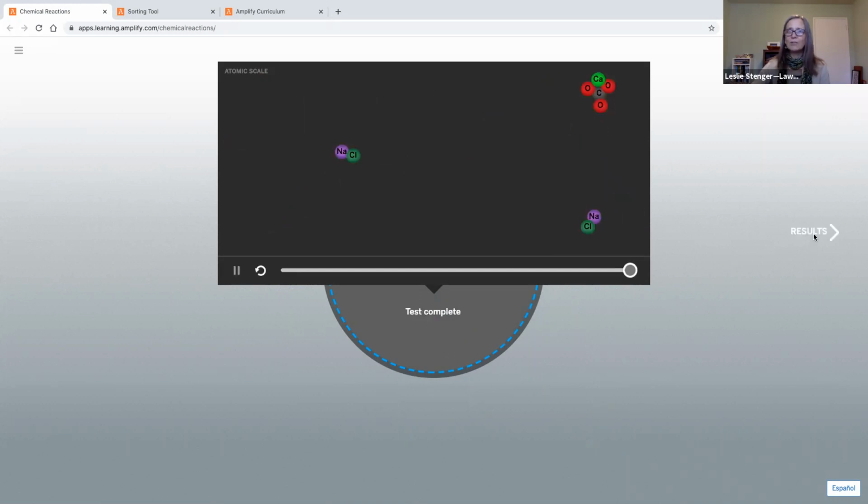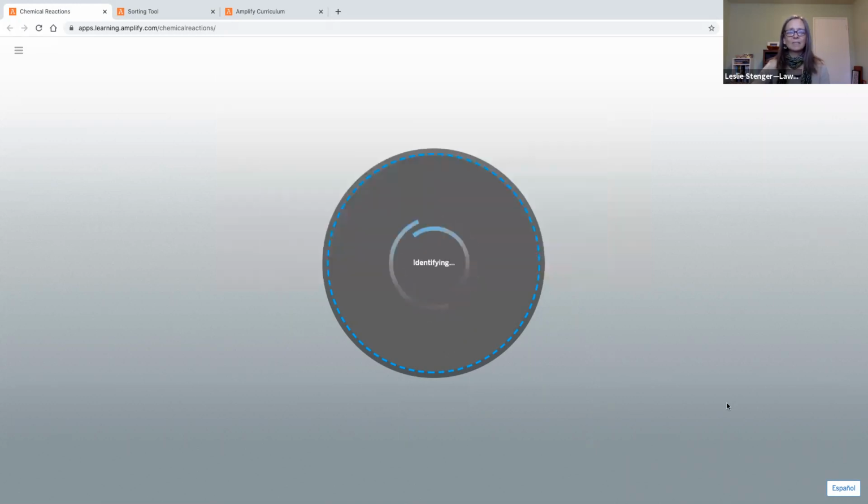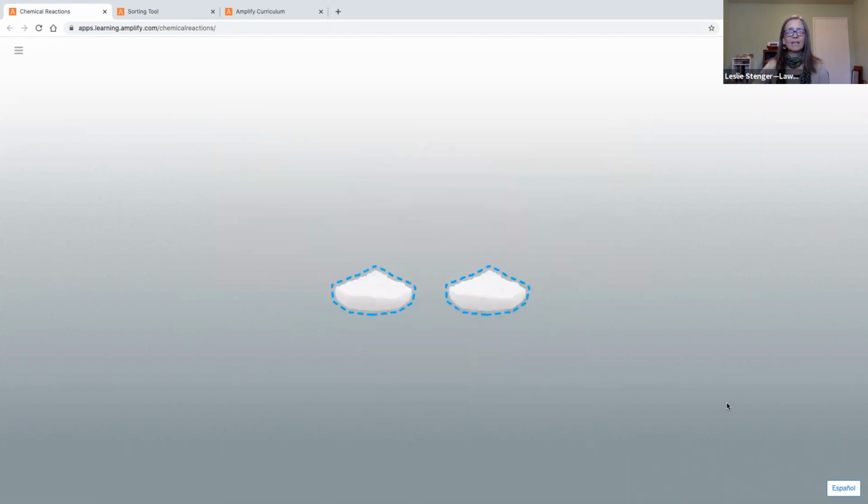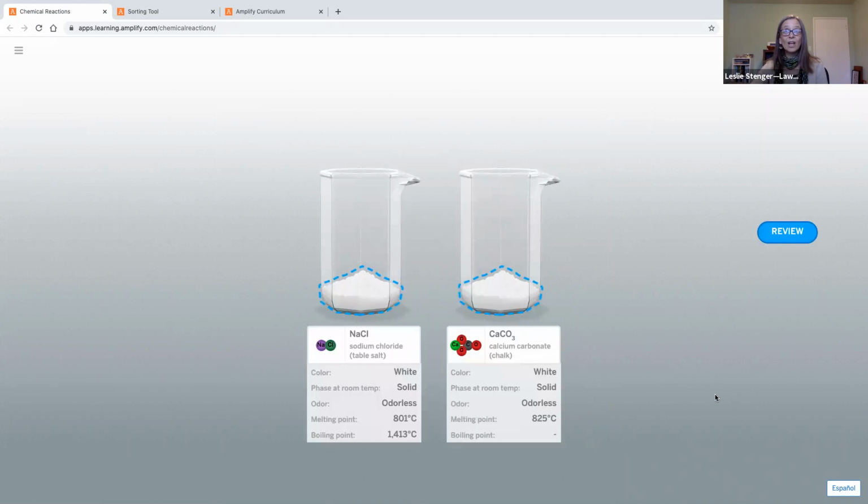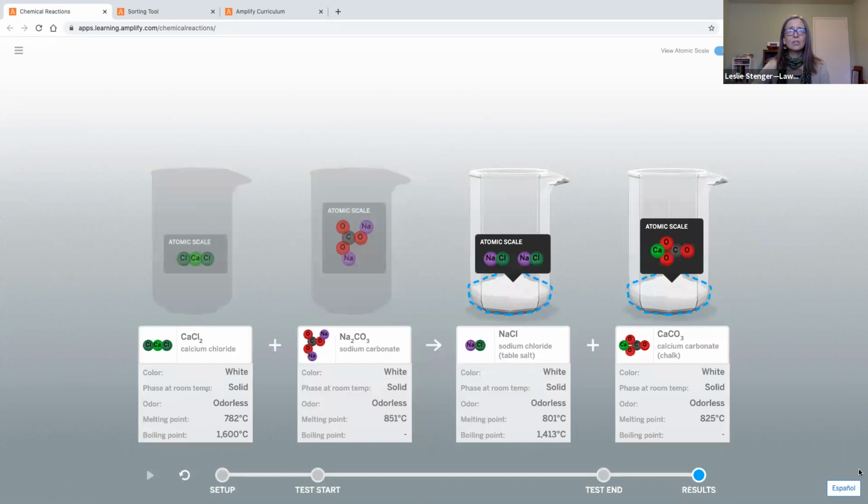And so let's take a look at our results. And our results show that there are two new substances, sodium chloride and calcium carbonate. And so let's review what happened. I'm going to show the atomic scale here too. We can see that the calcium chloride and the sodium carbonate, there was a chemical reaction and they changed into different substances. And you can also see that at the atomic scale, those atomic structures for each of those substances are different.